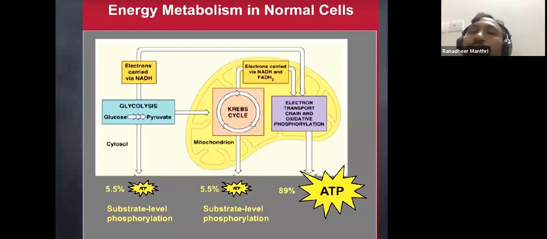Energy metabolism in normal cells: substrate level phosphorylation only gives rise to 5.5%, from glucose to pyruvate conversion. The pyruvate, through pyruvate dehydrogenase, converts into acetyl-CoA. Acetyl-CoA enters into the citric acid cycle by binding to oxaloacetate. It becomes citrate, isocitrate. Isocitrate, by isocitrate dehydrogenase, converts into alpha ketoglutarate, glutarate, malate, and again oxaloacetate. Only 5.5%. But predominantly the metabolism is through the electron transport chain, and that leads to 89% or 90% of ATP production. That is energy metabolism in normal cells. Next slide, please.